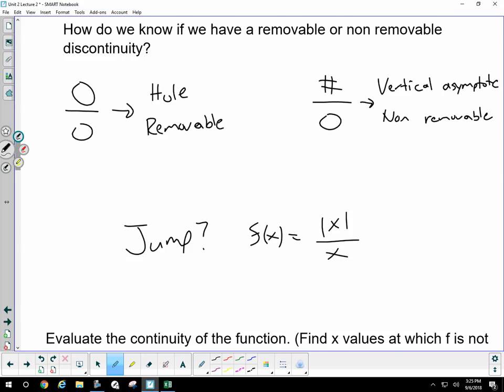But jumps occur a lot more frequently with different types of functions, not with necessarily f of x equals some expression with x's. What different type of function produces jumps when we look at them? Piecewise functions. Okay, so fantastic. Either something like this or piecewise functions.